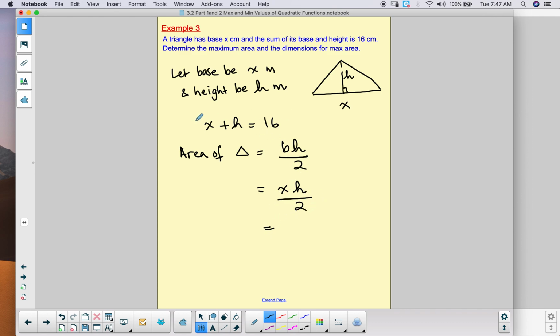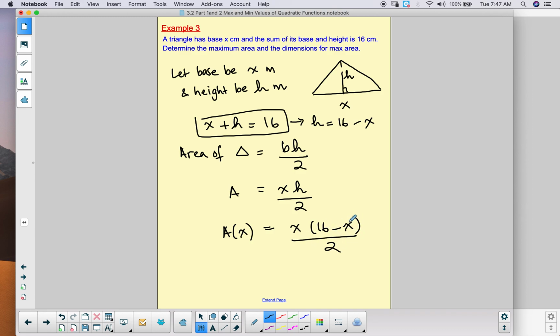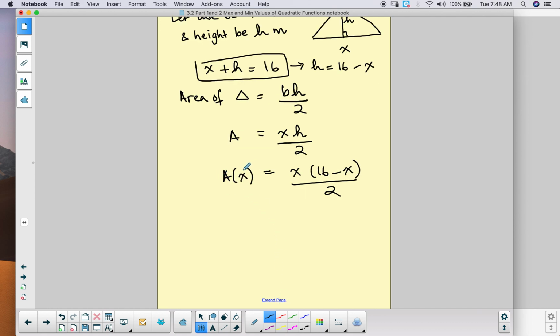But we now have an expression that relates the base and the height, which means the height in this case is 16 minus x. So we're going to rewrite the area function in terms of just the base. So A of x will be x times 16 minus x divided by 2. So you have a function. In the previous step, it's not a function because you have two variables. But when you rewrite h using the relationship x plus h equals 16, you get a function in x that you can use for the area.